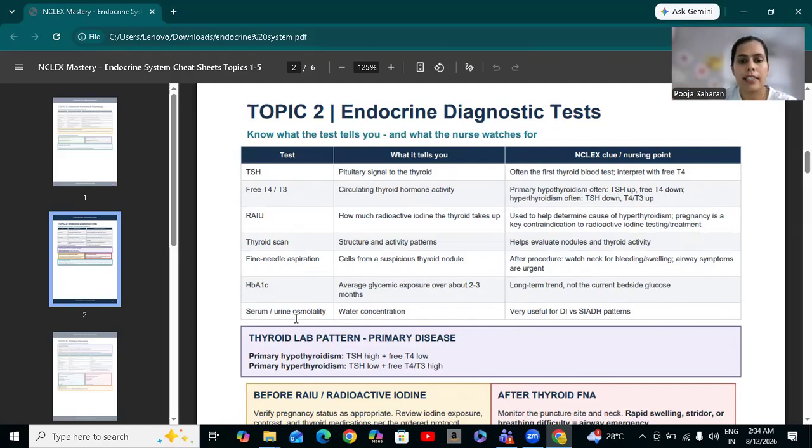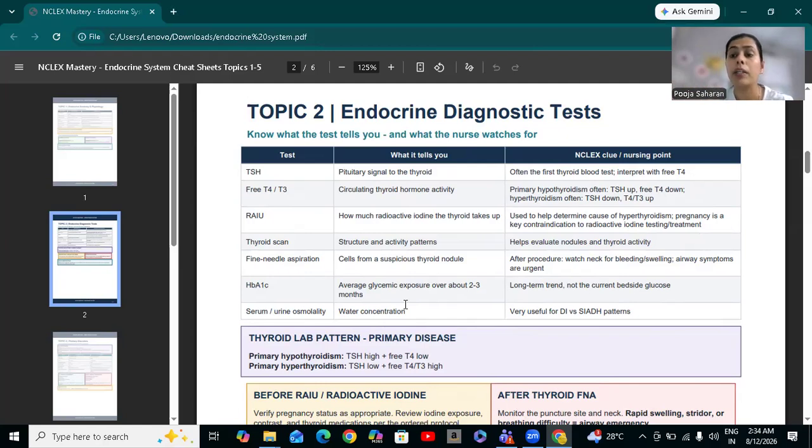Next, serum and urine osmolality. Ma'am, I don't know the meaning of osmolality. What is it, urine osmolality or serum osmolality? Just remember the meaning of osmolality. Osmolality means how concentrated the thing is.